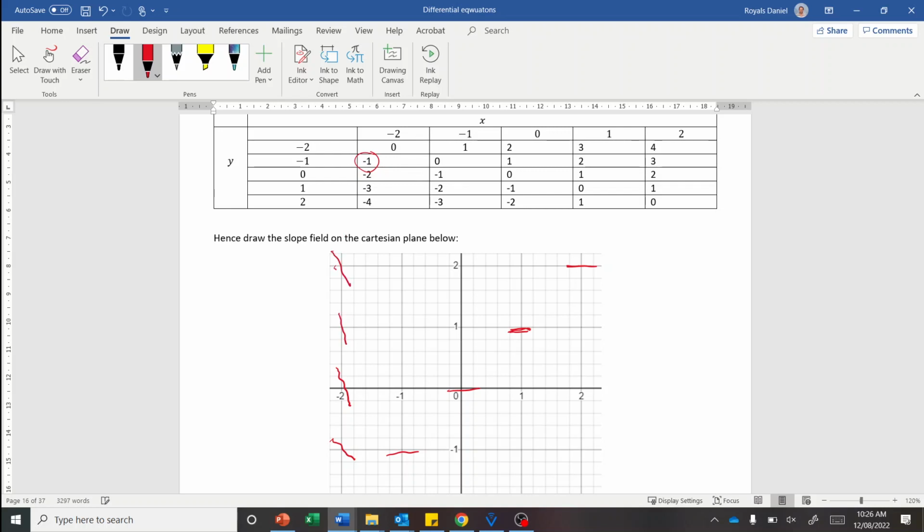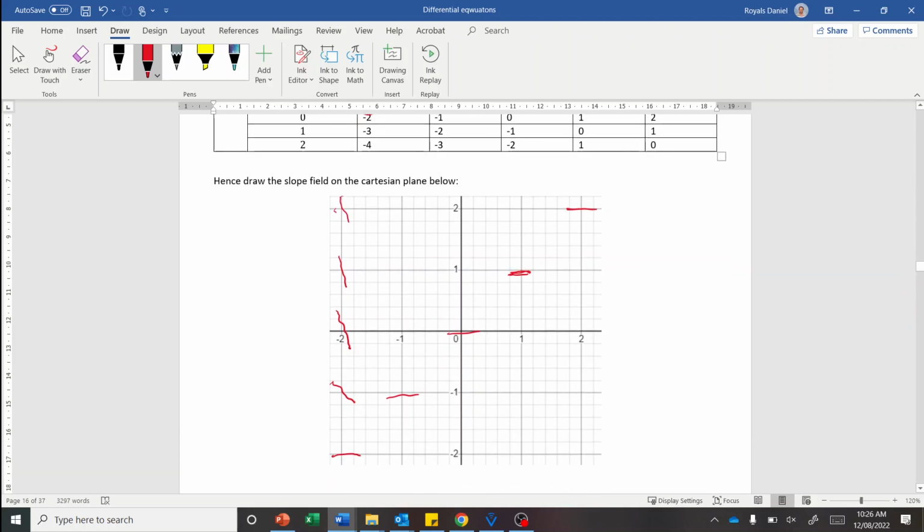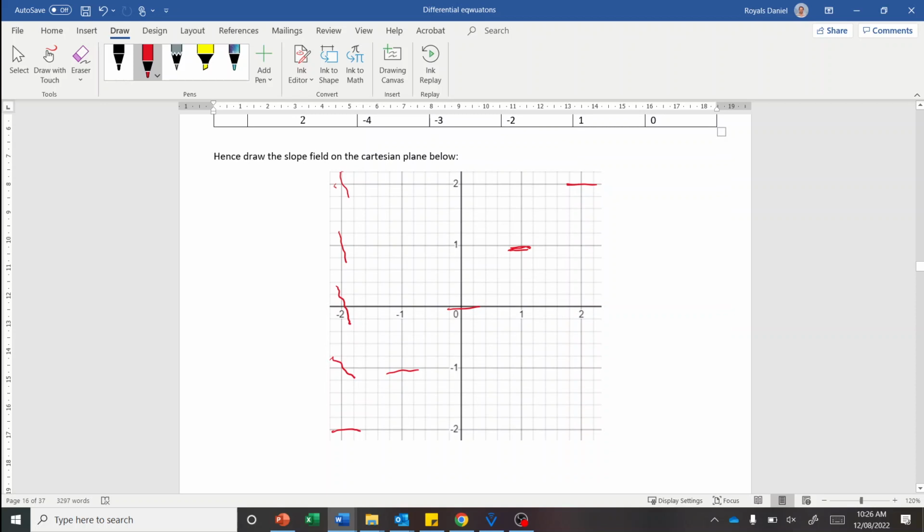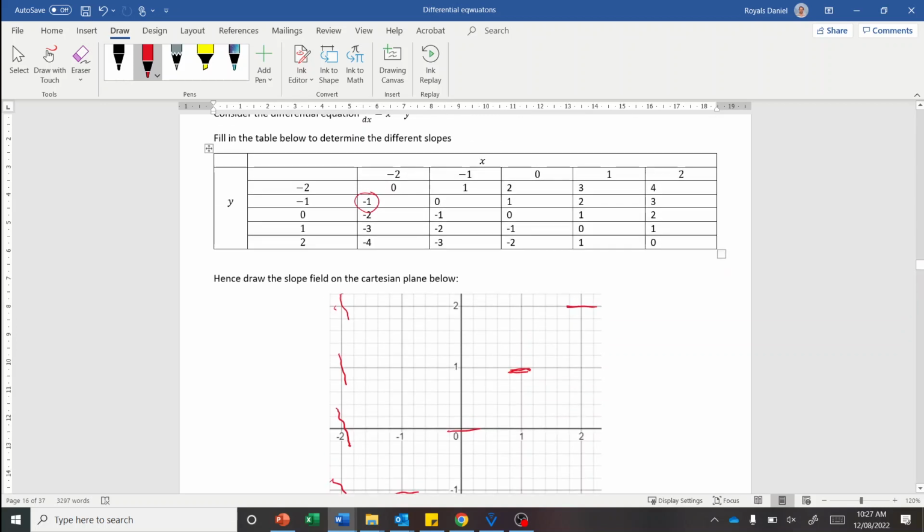So I'm just, that's not steeper. There we go. All right. So we have those slopes drawn at those points. And because we're drawing it, we're just trying the best to get a rough idea of how steep the function is at that point. Okay, we'll do the next column.